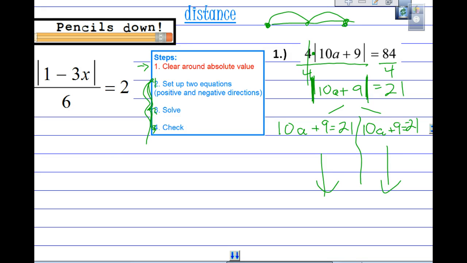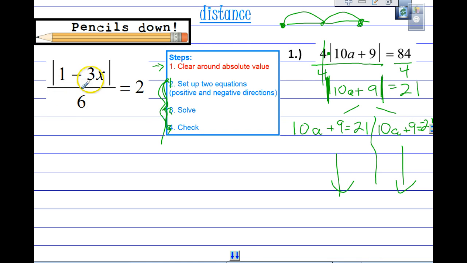But we do have to practice. What should I do first? What's outside the absolute value on the left-hand side? 6. And what kind of operation is being done with this 6? Divided, so you have to multiply. It's being divided, so multiply by 6 on both sides. Perfect. 6 divided by 6 is 1.